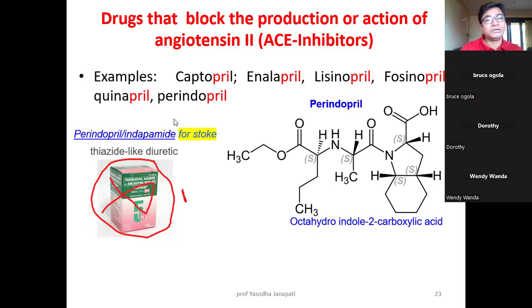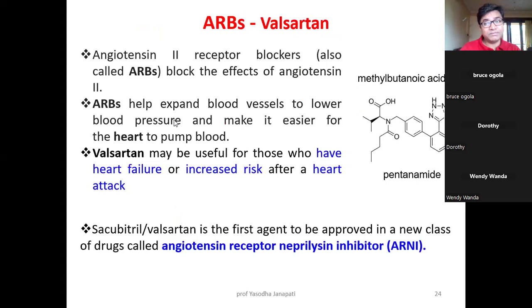Now, among the beta blockers, valsartan is a widely used drug. This is valsartan. Now here, it's a beta blocker. Here you see a tetrazole structure is present, and one more carboxylic group is present. Valsartan is a very good drug, used for congestive heart failure.